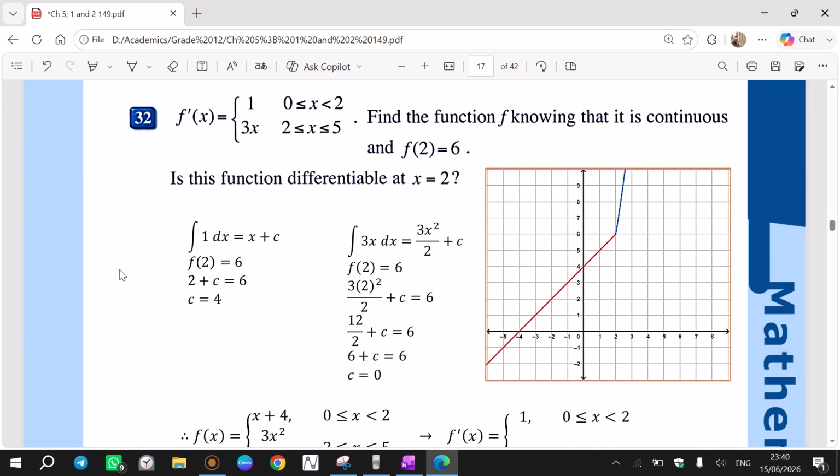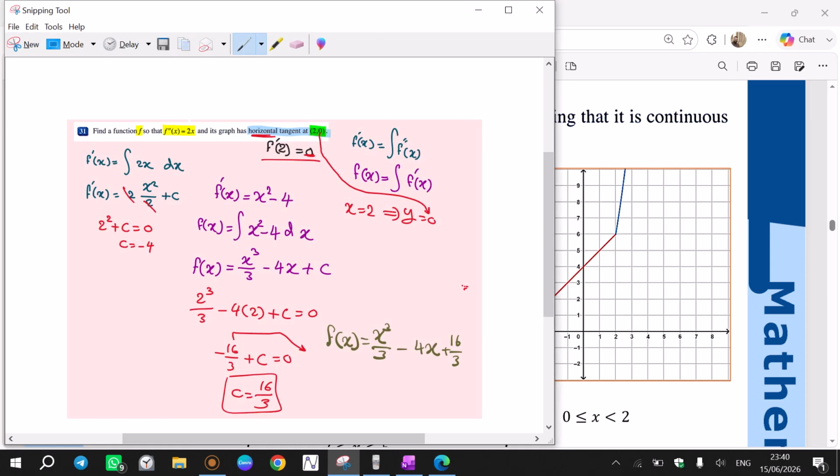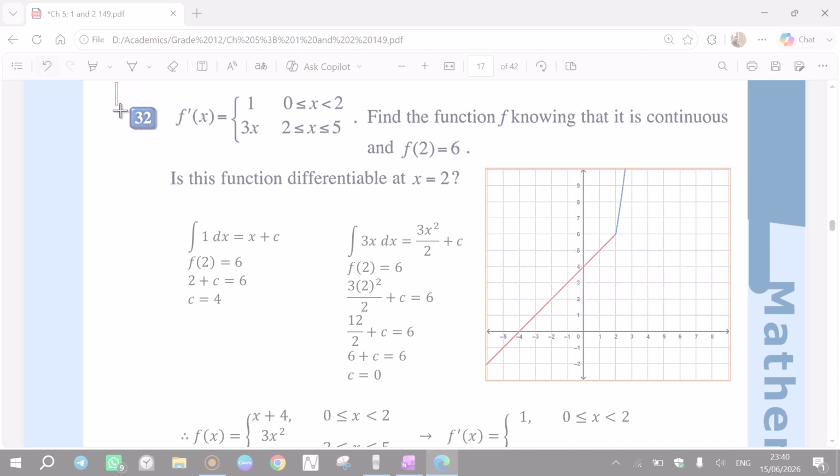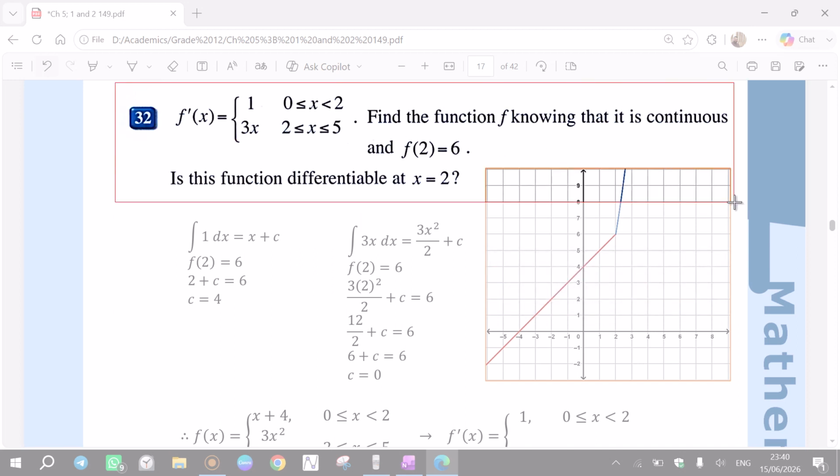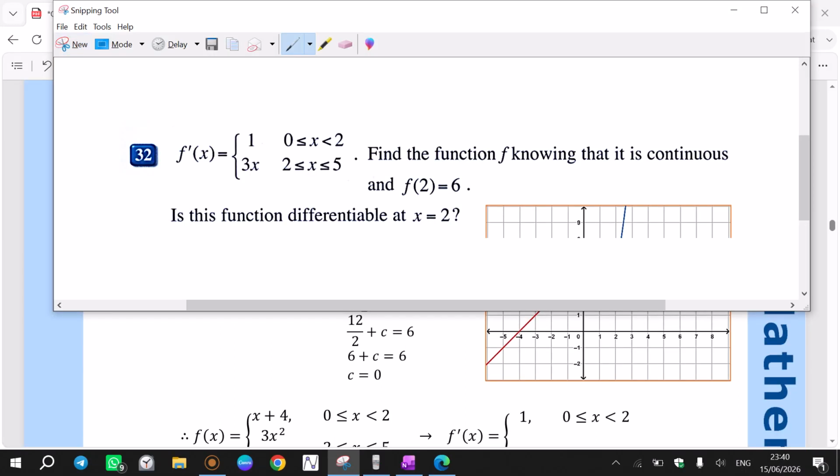The last question in section 1 is question 32. Question 32 is a piecewise function. Let's solve this one as well. Piecewise function, the graph will not be given, by the way. I drew the graph to help you understand, and if you don't think you can understand from the graph, just ignore the graph. Do it algebraically. Now I remove the graph.